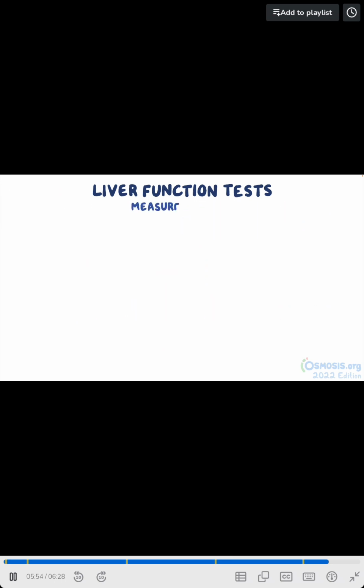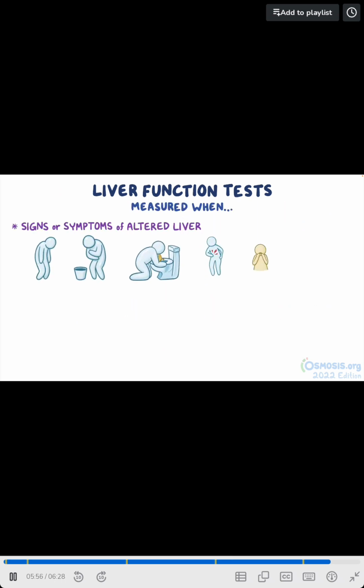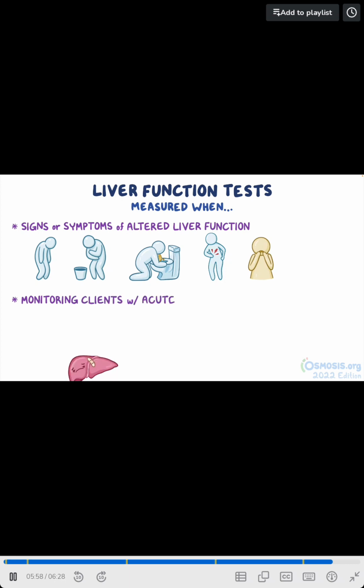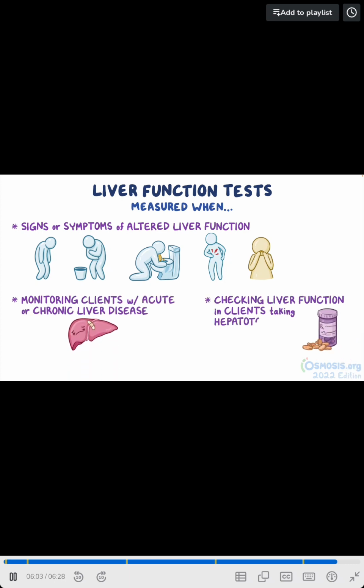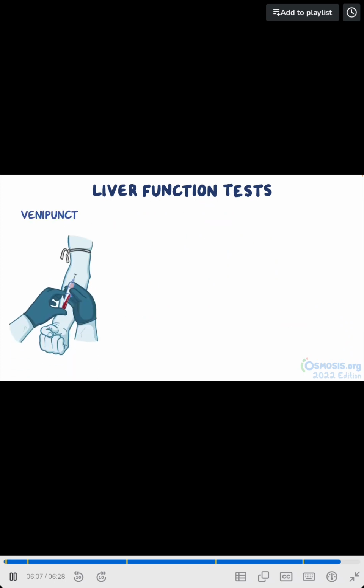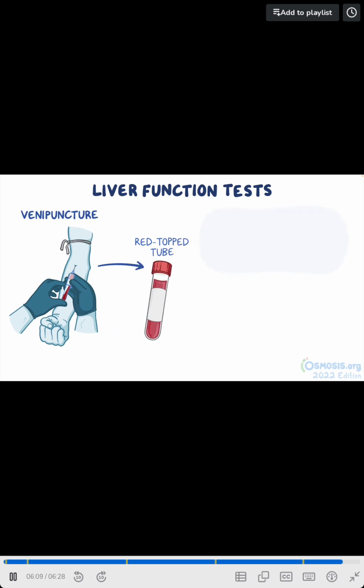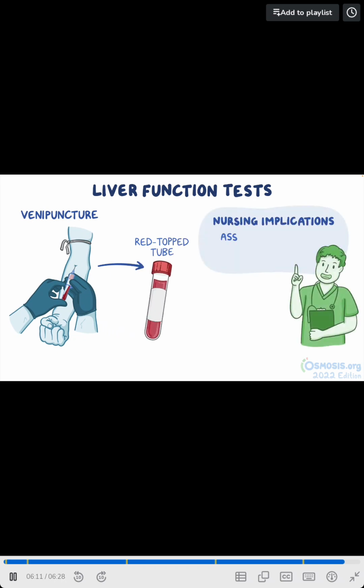Liver function tests are measured when there are signs or symptoms of altered liver function, when monitoring clients with acute or chronic liver disease, or when checking liver function in clients taking hepatotoxic medications. The sample is drawn by venipuncture using a red-topped tube. Nursing implications include assisting in identifying and addressing the underlying cause.